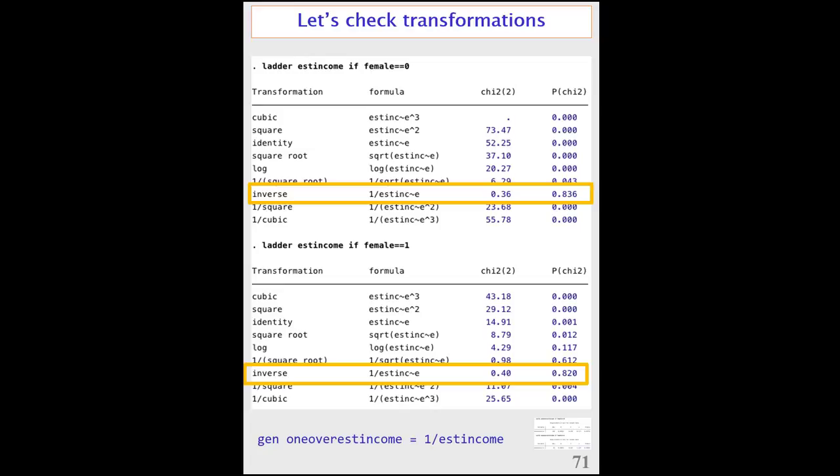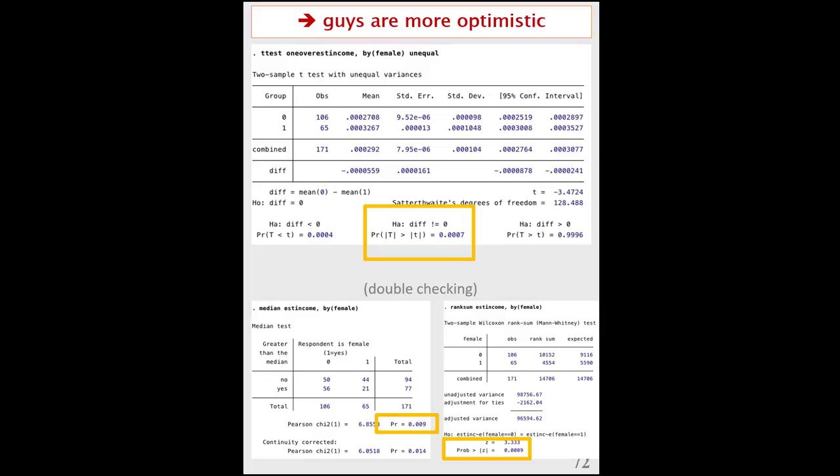Okay, so I create a new one, 1 over estimated income, and now I can run my t-test. T-test 1 over estimated income by female, assuming unequal variances. This time I didn't forget. And here you see, yes, 0.0007, way below 0.05. So we are rejecting here that the mean of the boys equals that of the girls. And I can double check even with the other two tests.